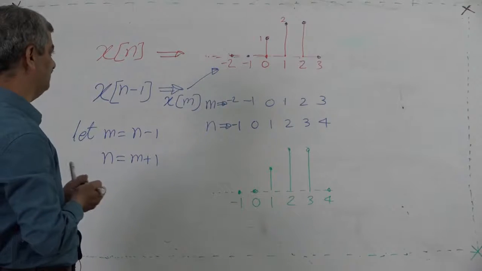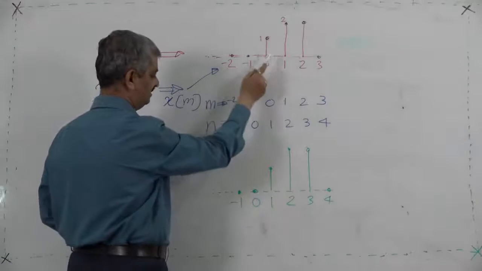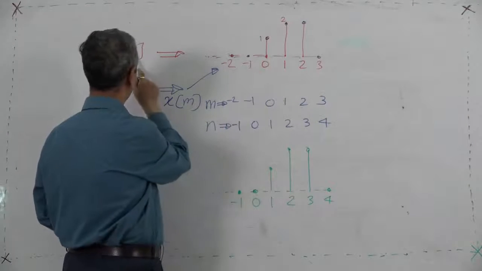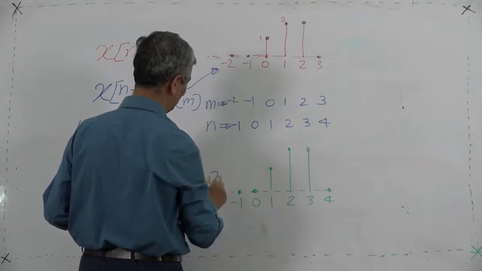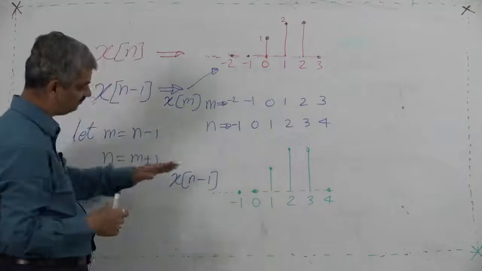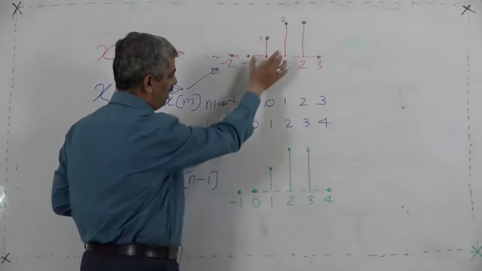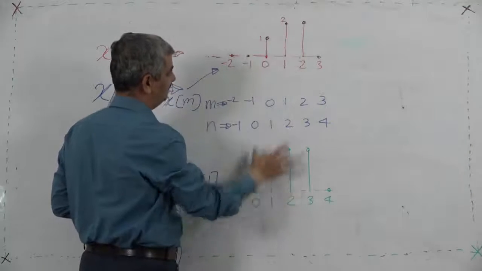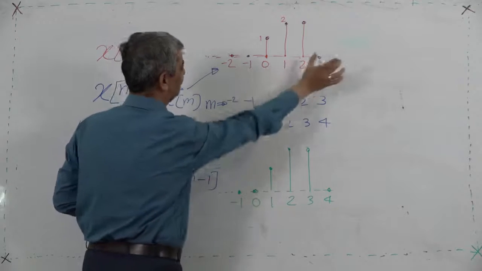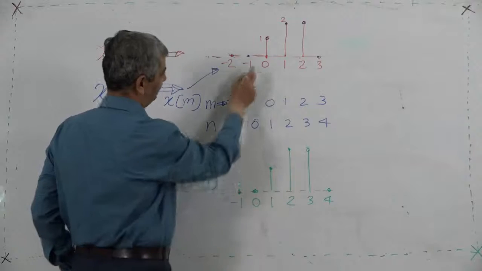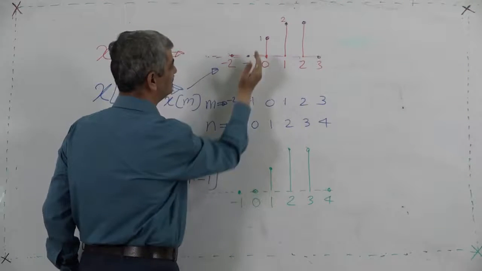So, what you have done, this was the sequence like this. This is the shifted sequence. Given sequence x[n], shifted sequence x[n minus 1]. So, how do these two look? It is shifted right. At 0 it was 1, now that has gone to 1, so it is shifted right.